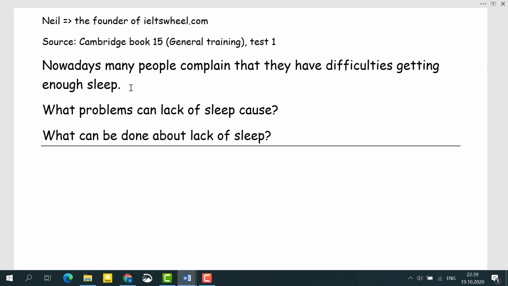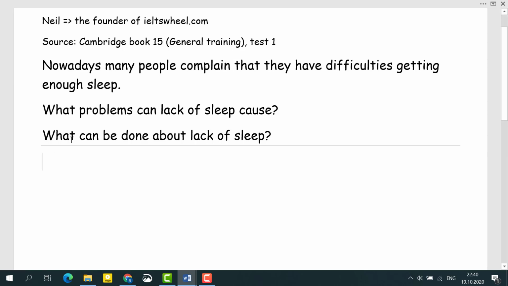And today I will be helping you how to write an essay, a high scoring essay. More specifically, this essay is taken from Cambridge Book 15, General Training Test 1. So now let's read and analyze this essay prompt in detail, then we will make a plan, and then we will write an essay. Okay.